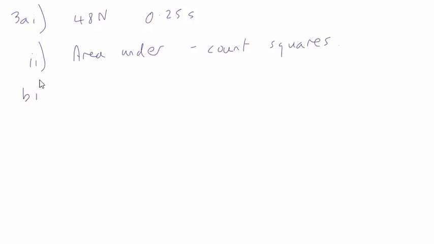For B, part 1, we're asked to find the maximum acceleration given the ball has a mass of 0.60 kilograms. Acceleration is force over mass, which is 48 newtons for the maximum acceleration over a mass of 0.60, giving an acceleration of 80 meters per second squared.